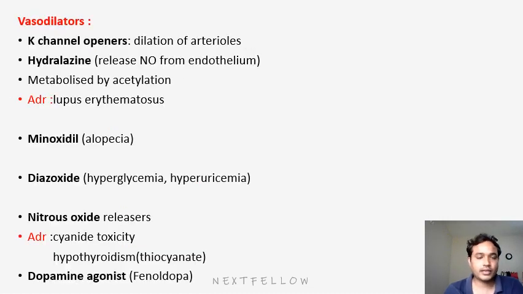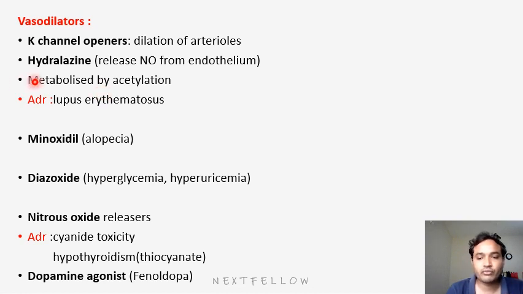Next, vasodilators. In vasodilators, we have potassium channel openers and nitric oxide releasers. Potassium channel openers cause dilation of arterioles. Examples are hydralazine, minoxidil, diazoxide. Hydralazine causes vasodilation by releasing nitric oxide from the endothelium. It is metabolized by acetylation. In fast acetylators we have to increase the dose; in slow acetylators the dose is decreased.